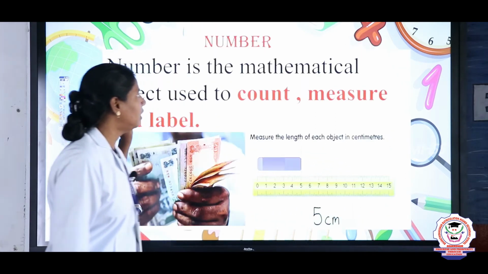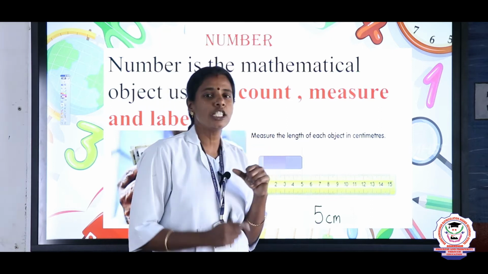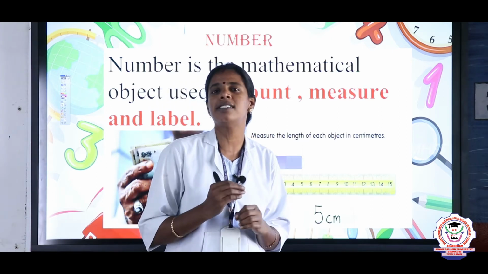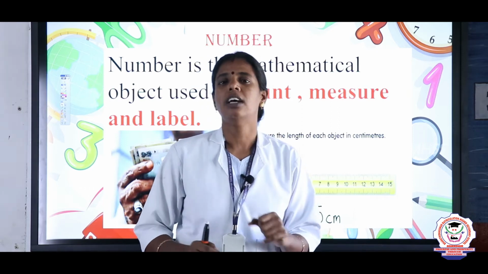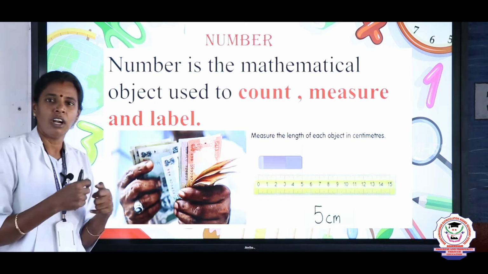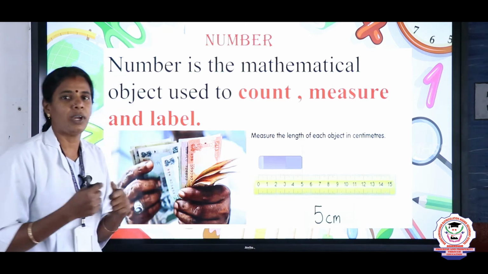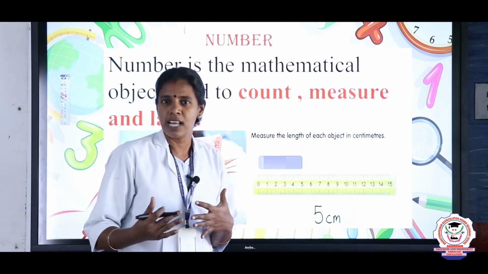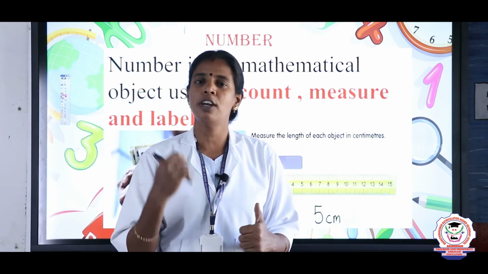So first, number. Number is a mathematical object used to count, measure and label. Initially, number started for the purpose of counting. So we used to count money, right? See, we used to count money with numbers, right? 10, 20, 15, 100 like that. And we can give some more examples in our day-to-day life where we are using counting.